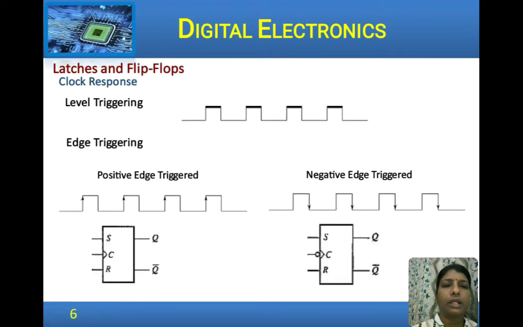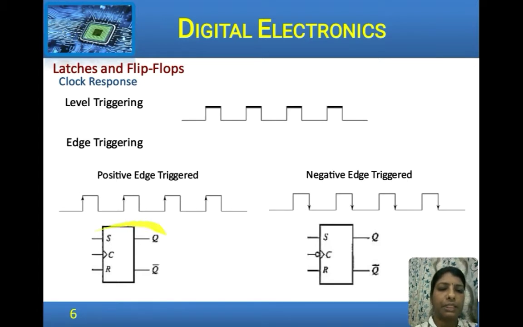Now let us look at the clock response. Level triggering: this is a clock pulse, and this is positive level triggered. So positive level triggering is there in latches. The enable line can be given a clock which will enable the output to change when the levels are positive. Whereas flip-flops are all edge triggered, we can have positive edge triggered and negative edge triggered. In positive edge triggering, the flip-flop will be triggered when the clock goes from 0 to high. When the transition occurs from clock low to clock high, the output of a flip-flop will change.